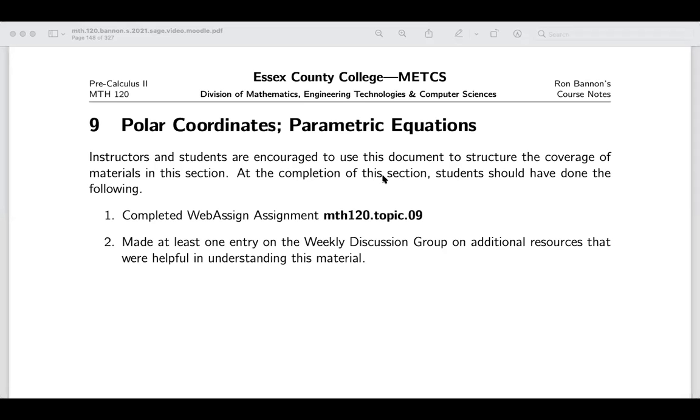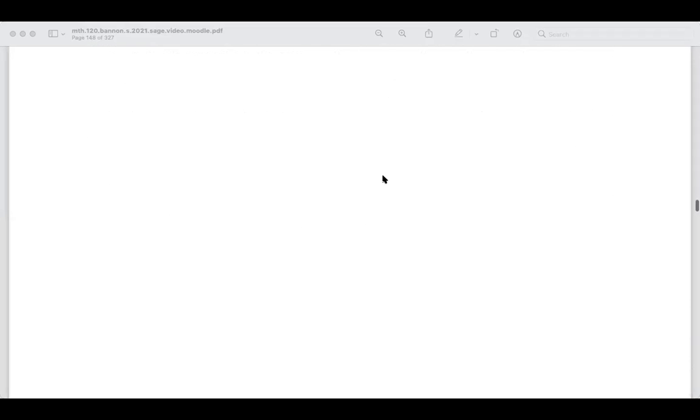Okay, we're in section 9 of the notes. This is polar coordinates and parametric equations. The hope, again, is that you're paying attention during lecture and you understand what's been presented to you. After you do that, do supplemental exercises, and then, of course, do the WebAssign. Also, try to say something productive in the discussion group if you can.